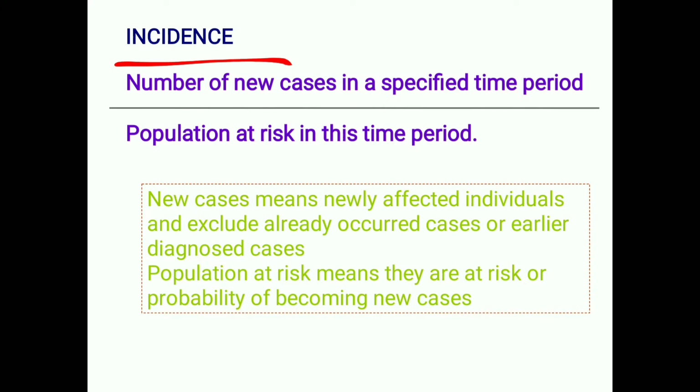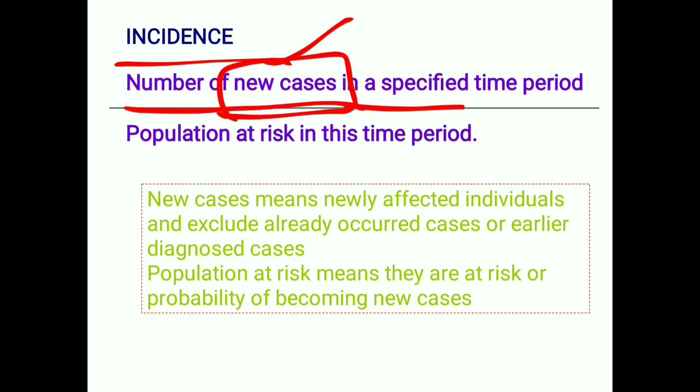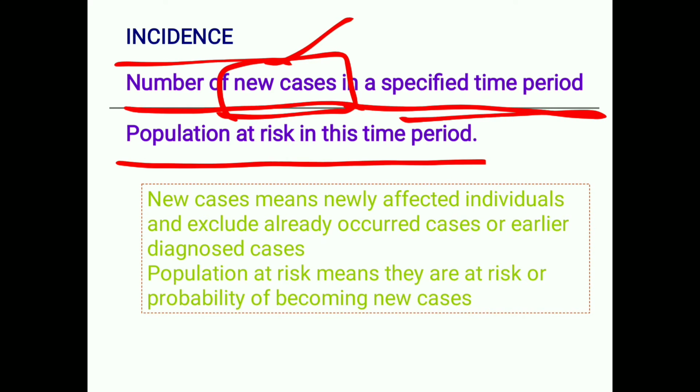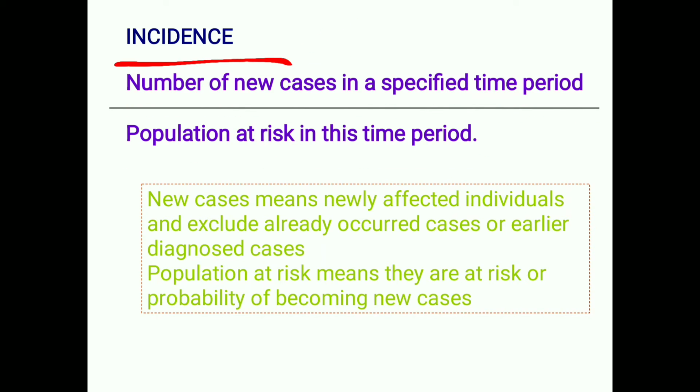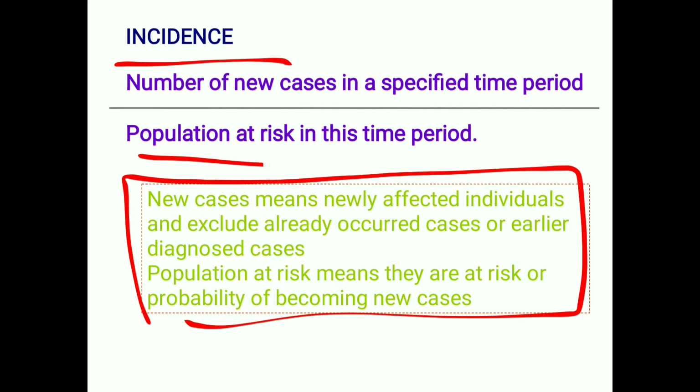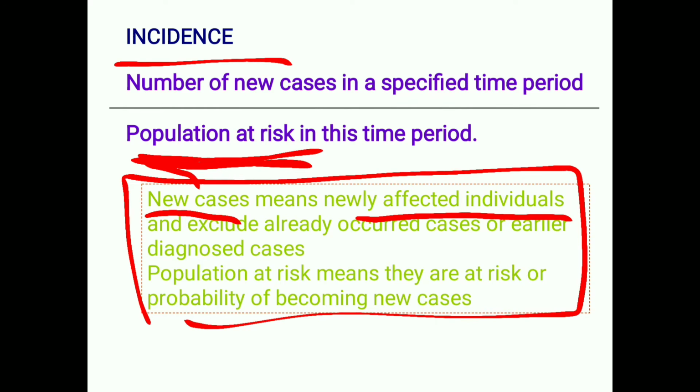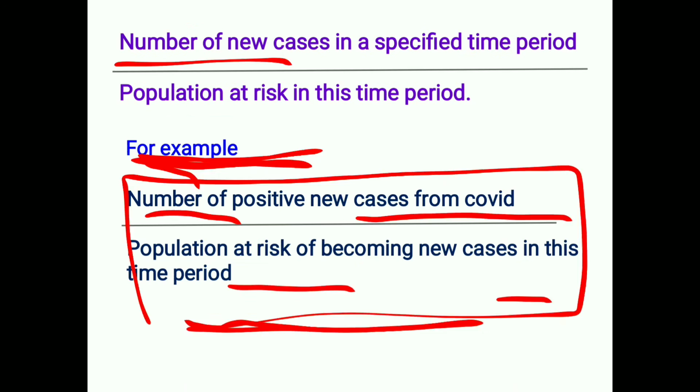Next is incidence. Incidence is equal to the number of new cases in a specified time period divided by the population at risk in this time period. Population at risk means they are at risk or have a probability of becoming new cases. New cases means newly affected individuals and excludes already occurred cases or earlier diagnosed cases.